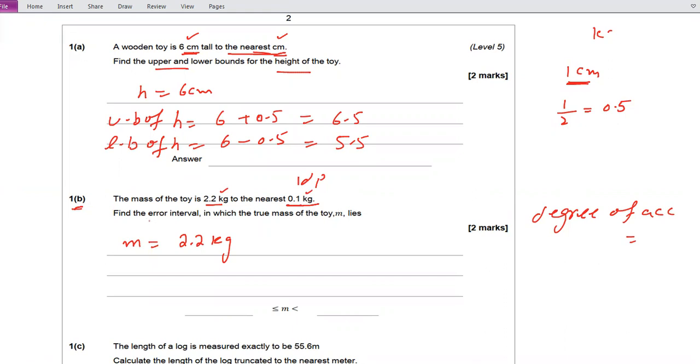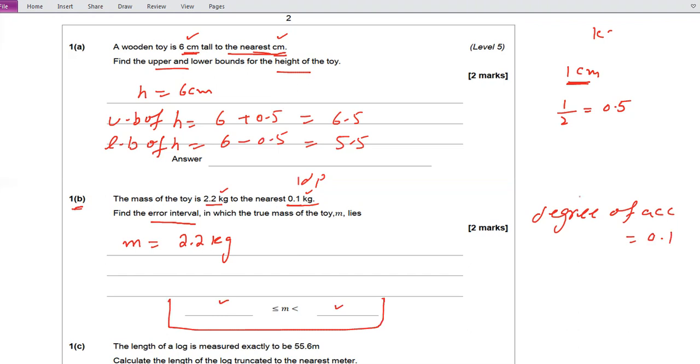Now the question is find the error interval. When you are asked to find the error interval, it means you are asked actually to find upper bound and lower bound and then write it in this form. Because here we write lower bound, here we write upper bound. So this is mass. What is degree of accuracy? It is 0.1.